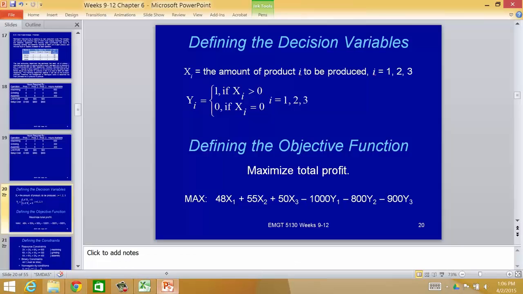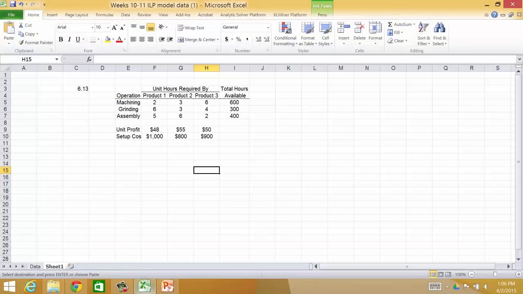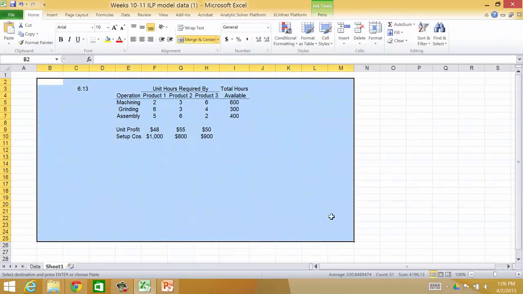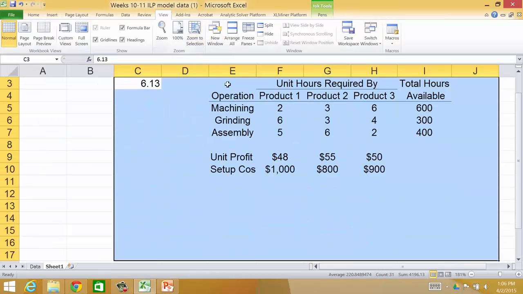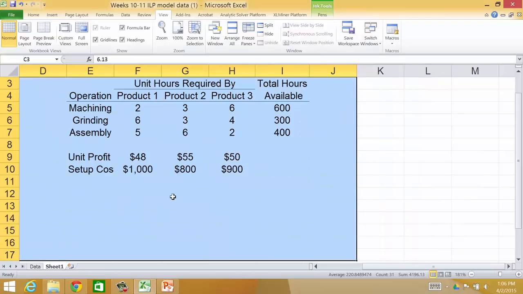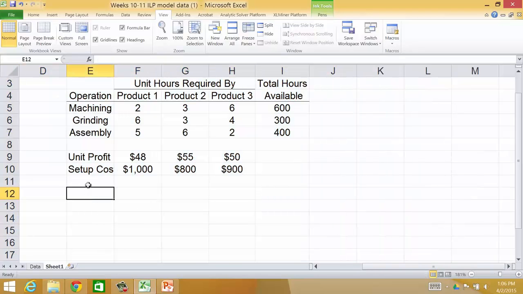Okay, and then let's go back to C. We have two sets of decision variables. The first ones being the amount of product i to be produced. So let's enlarge this so you can see. Here we will have some space reserved for the decision variables. So this will be the number to produce.